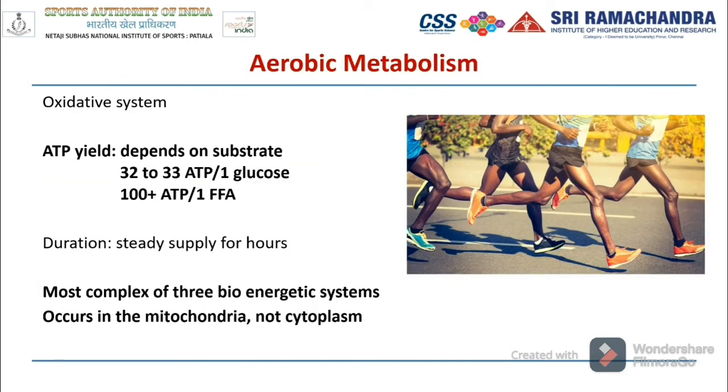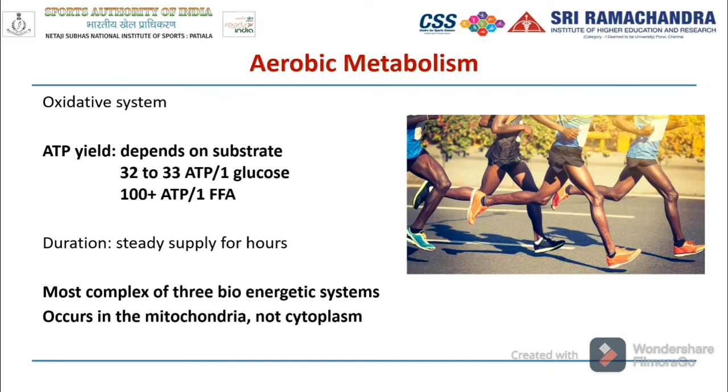So the next system we are looking at is the aerobic metabolism. This is an oxidative system, so for this system to run, there should be an adequate supply of oxygen. The ATP yield from this system depends on the substrate we are utilizing. It can be glucose or it can be free fatty acid.